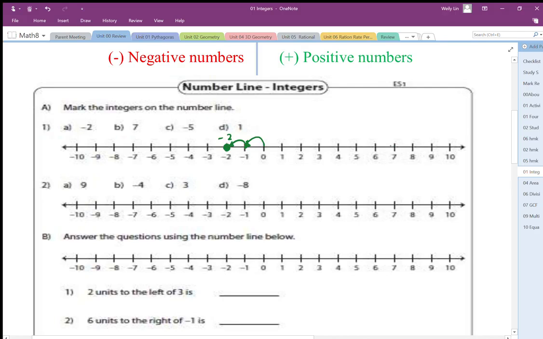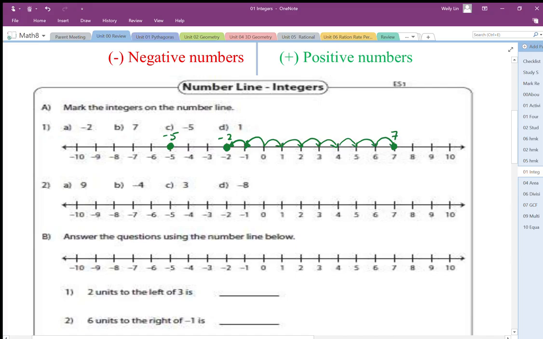7 is going to be over here. There's where 7 is. And since it's in the positive direction, we're going to go from 0, 1, 2, 3, 4, 5, 6, 7 to get to the location or position 7. -5 is going to be to the left, and we can see that we go 1, 2, 3, 4, 5 to the left to get to the position or location of -5. So that dot indicates the location of that integer.